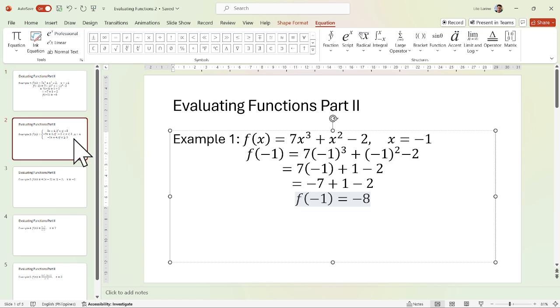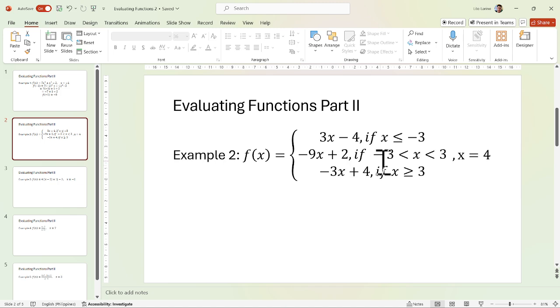Let's proceed to another function, which is, again, a piecewise function. Let's evaluate this piecewise function when x is equal to 4. If you are given a piecewise function, you will evaluate the given function using the expression where your given value of x falls under. In this case, x is 4 and it's greater than or equal to 3. So the given value for x is greater than 3. Thus, we'll be using this expression of our piecewise function.